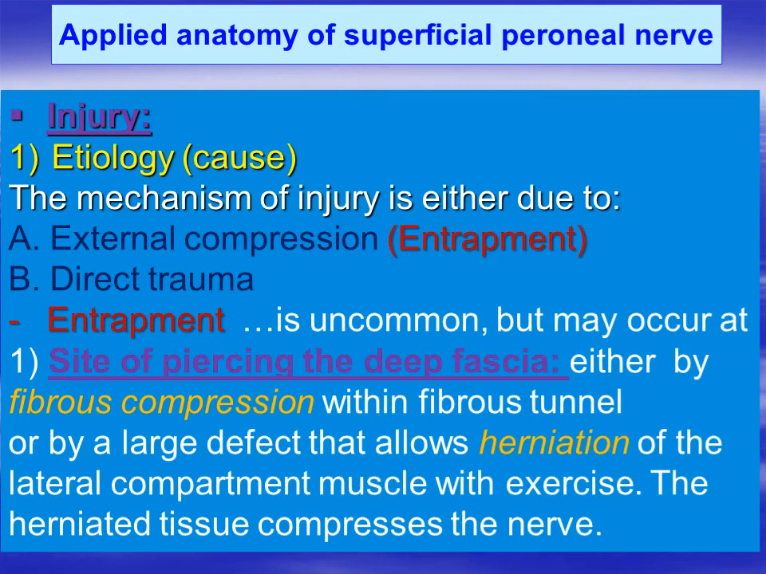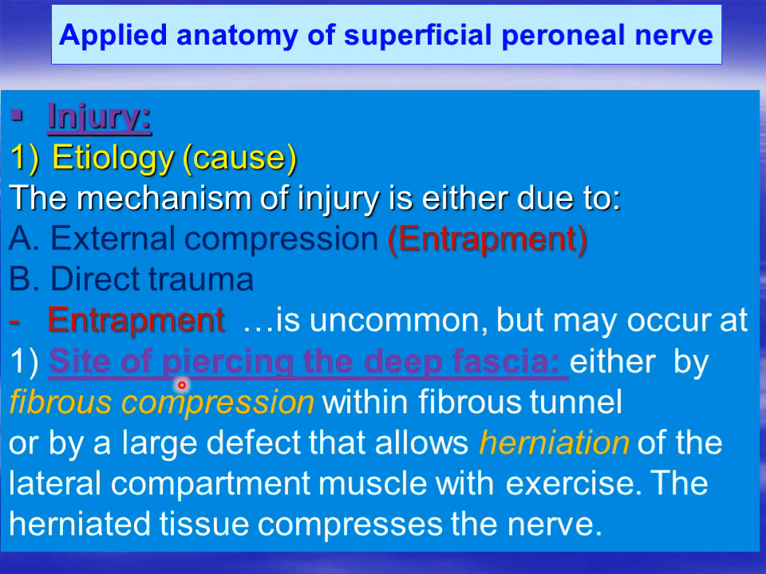To start with the etiology of superficial peroneal nerve injury. The mechanism of injury is either due to external compression or entrapment and direct trauma. Entrapment is uncommon but may occur at two sites.